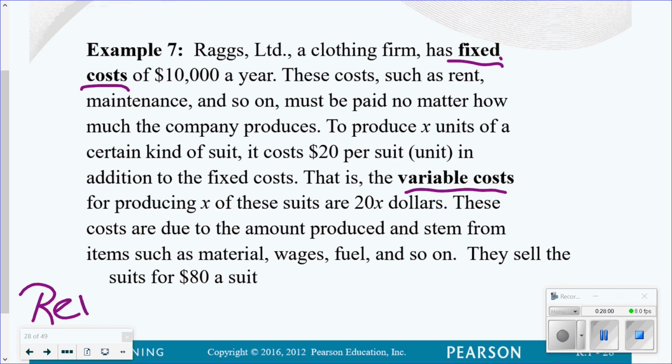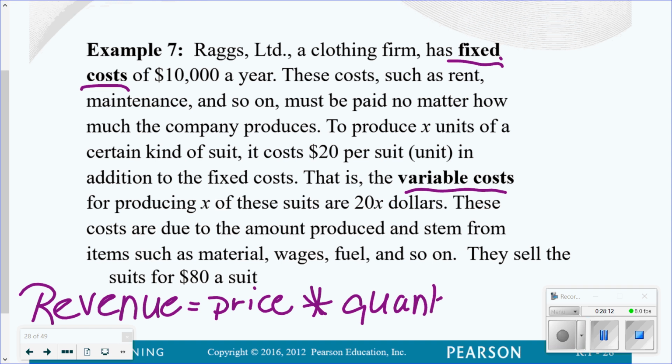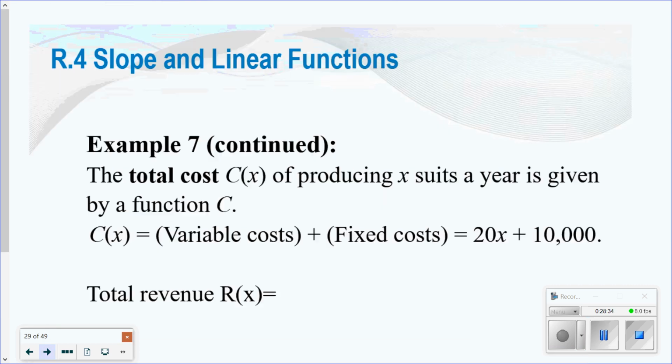Revenue is simply price we sold it at times quantity sold. Price times quantity, that's it. We're not going to take out the cost. To get profit, we're going to take our revenue and subtract the costs. Okay, so here we have $20 per suit variable costs. We have fixed costs of $10,000 a year, and we are going to sell these for $80 a suit.